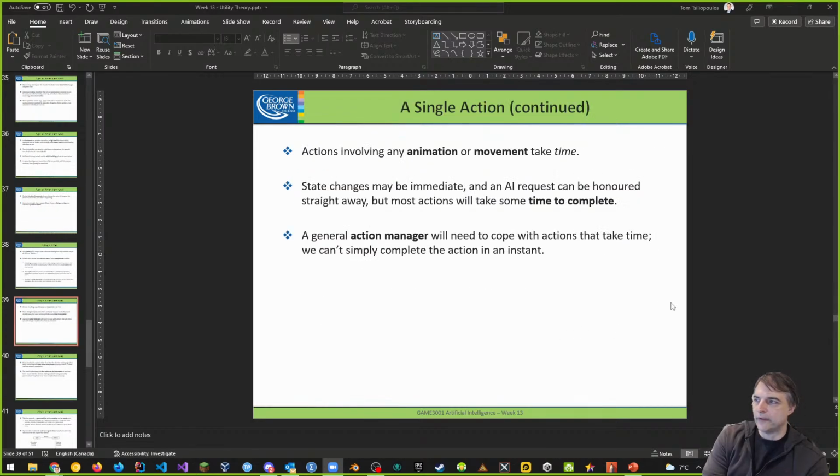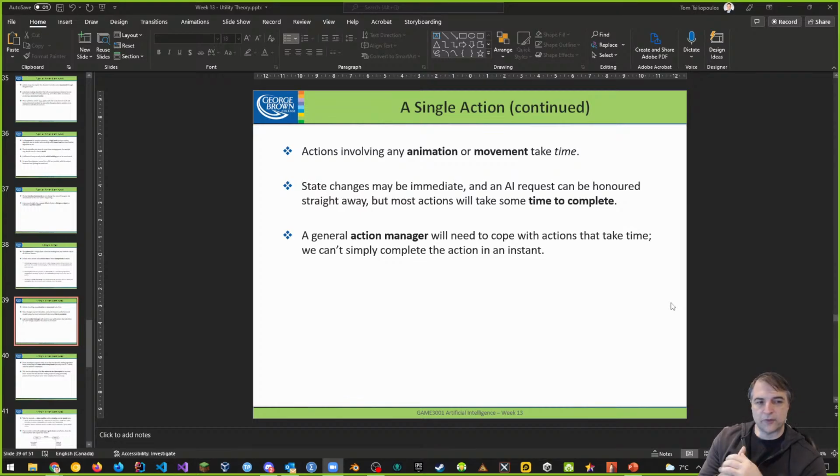So actions involving any animation or movement take time to execute, right? It doesn't happen immediately. But state changes, like I just got health, or I reloaded my weapon, could be immediate, could be right away. And an AI request can be pretty much honored right away as well. If I want to hand off the next job to the pathfinding decision-making algorithm, I don't have to wait. There's no waiting for that, right?